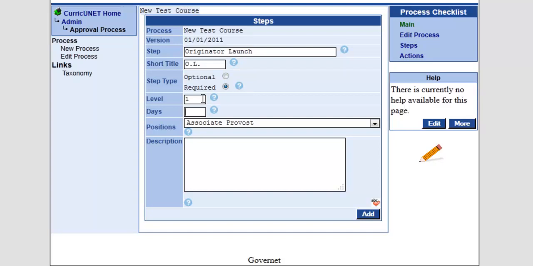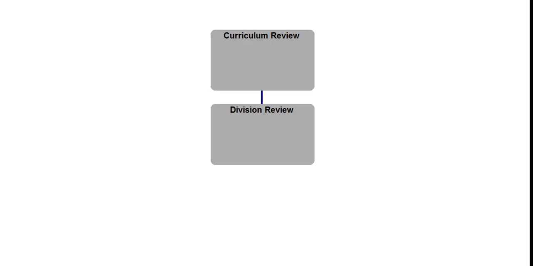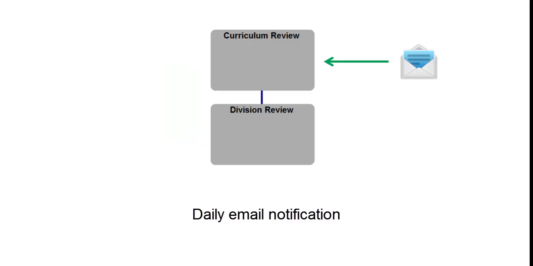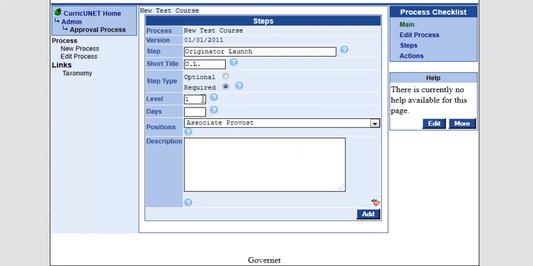The days field determines how much time has been allotted for that step. If the days expire, one of two things will happen. To illustrate this, let's go back to our visual display. You can set up a default action to automatically push the process to the next level after the days expire, or, if no default action has been selected, CurricUNET will auto-generate an email to be sent to the position every day until action is taken. For demonstration purposes, I will allow 1 day for this step.